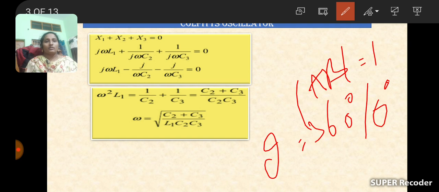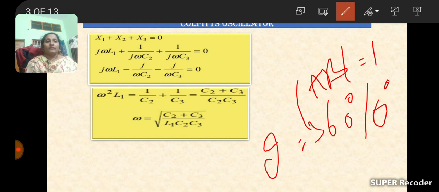So these are the two conditions we use to produce oscillations, or to make a circuit work as an oscillator. It must satisfy these two conditions. What are the two conditions? The product of loop gain must be equal to 1, and the total phase shift around the circuit is equal to 0 degrees or 360 degrees.